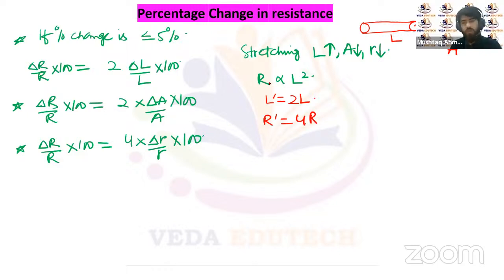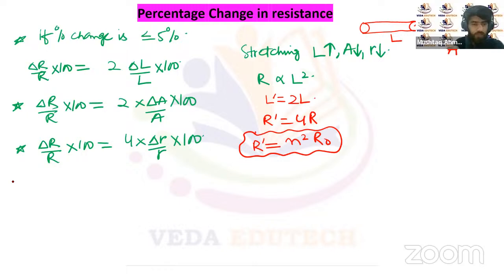So it will depend upon the factor of L square. It means that if the length of the conductor is made n times, then the new resistance will be n square times the older resistance. This is a frequently asked question. If the length of the conductor is made 3 times, then the resistance will become 9 times. If the length of the conductor is stretched to 4 times its initial length, then the new resistance will become 16 times.